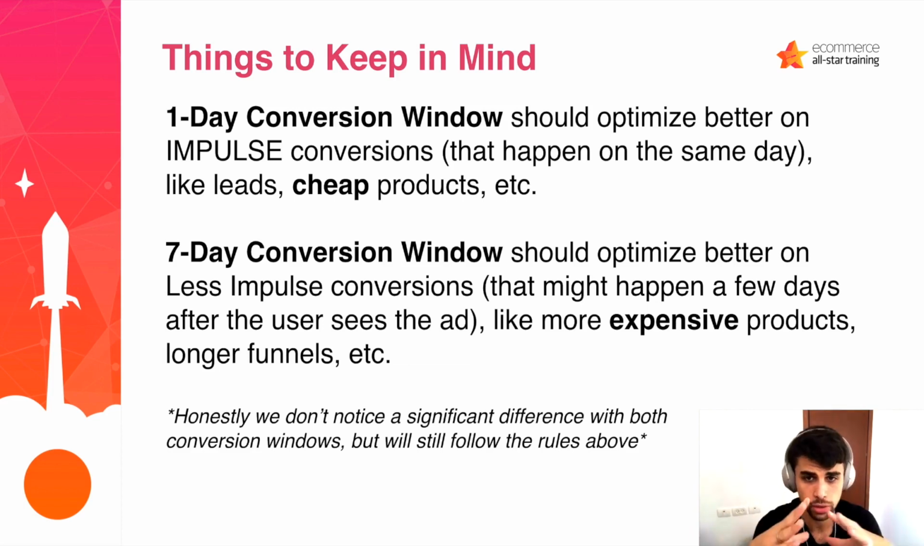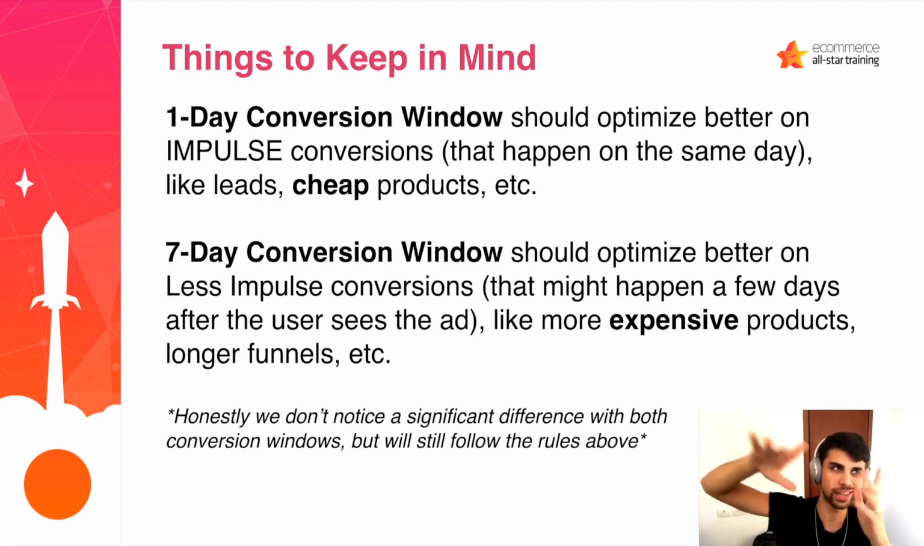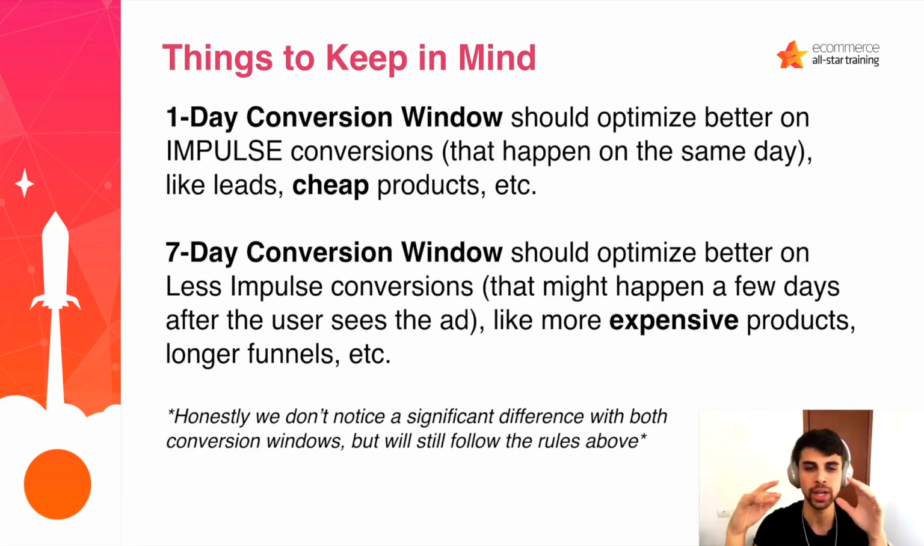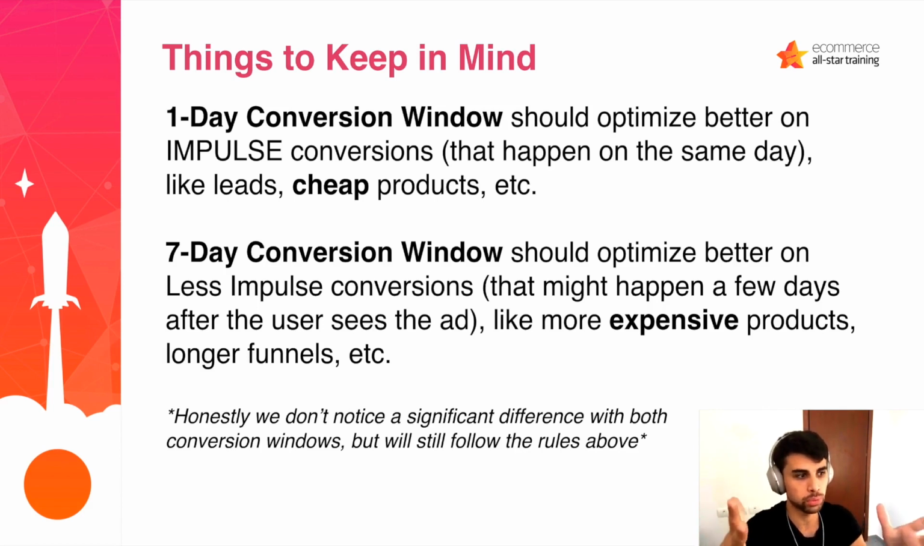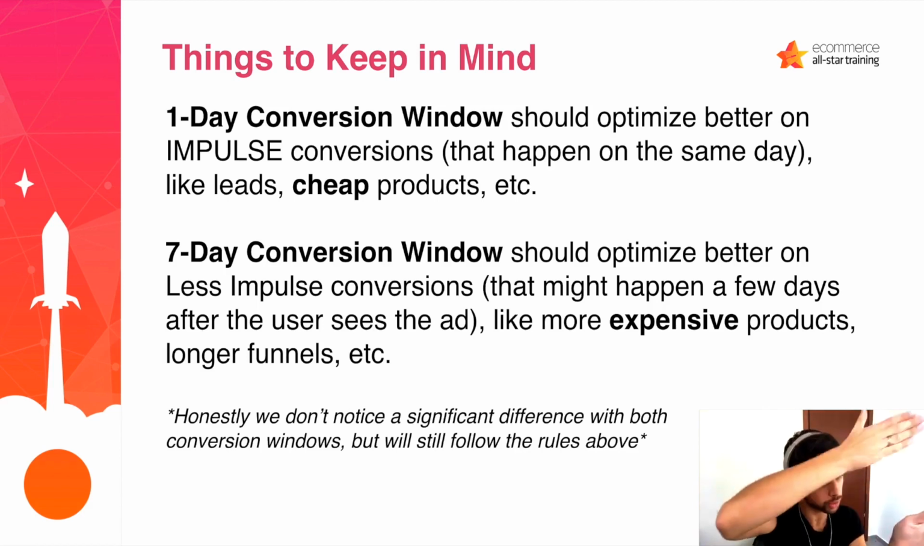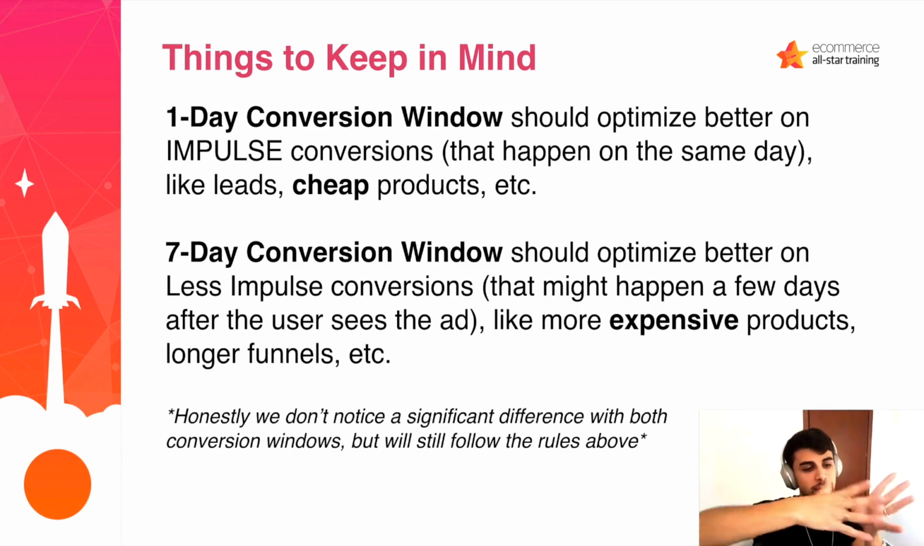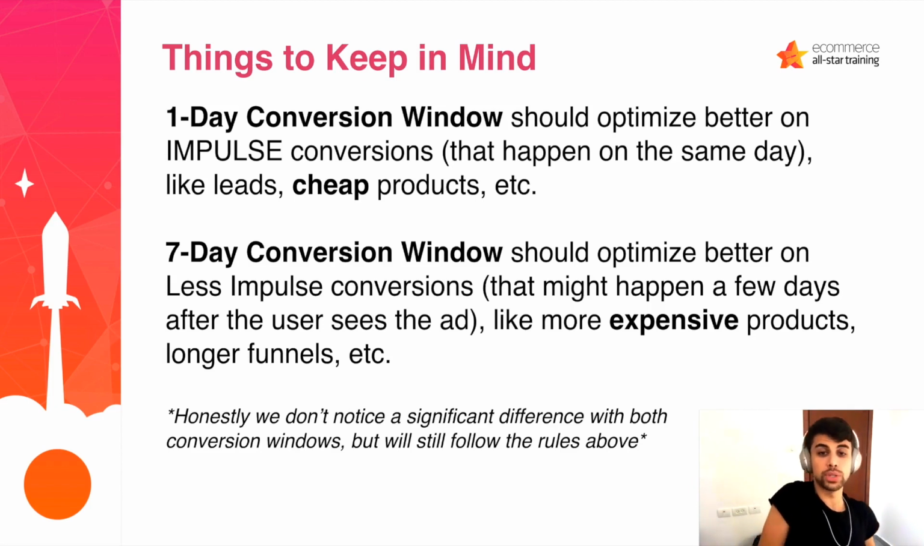A 7 day conversion window is better to optimize on for less impulsive conversions, that might happen a few days after the user sees the ad, like more expensive products or longer funnels. Sometimes you might optimize for a purchase on a product, but the person goes through an email sequence and only gets sold the product after like the 5th day. So optimizing for a 1 day conversion window will be really bad, because Facebook won't notice any conversions, because it will look for conversions on that specific day. But with 7 days, it will look at the 7 days as a whole. So that's what you want to do, 7 day conversion window.